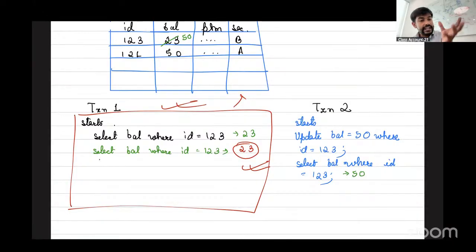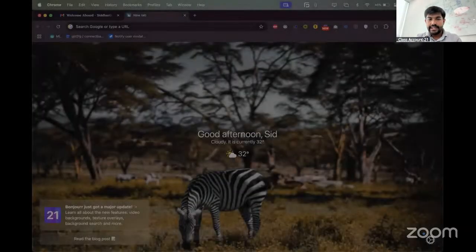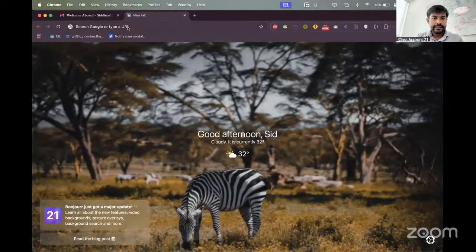That is why whatever changes are done while the transaction is running, it doesn't get reflected to this. And this is what is meant by repeatable reads. So consistent read within the same transaction, even if other transactions committed, it won't see the changes if the value is already read. Okay, let's understand it a little bit further with some examples.